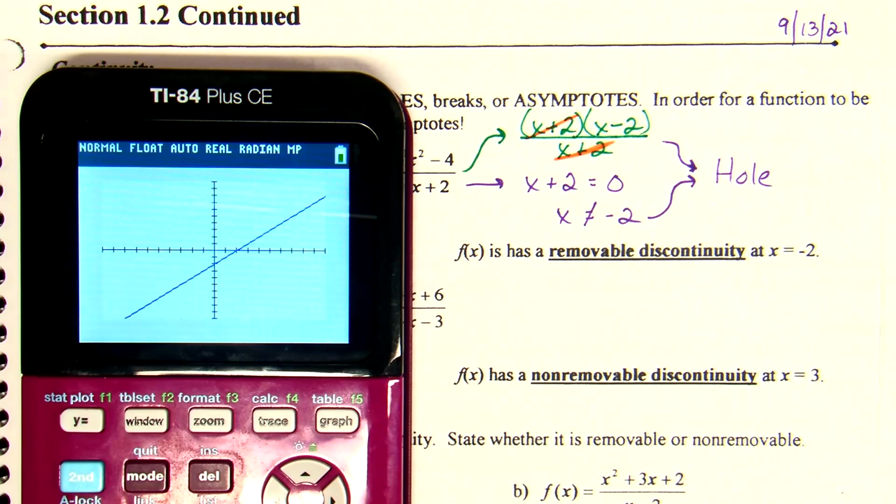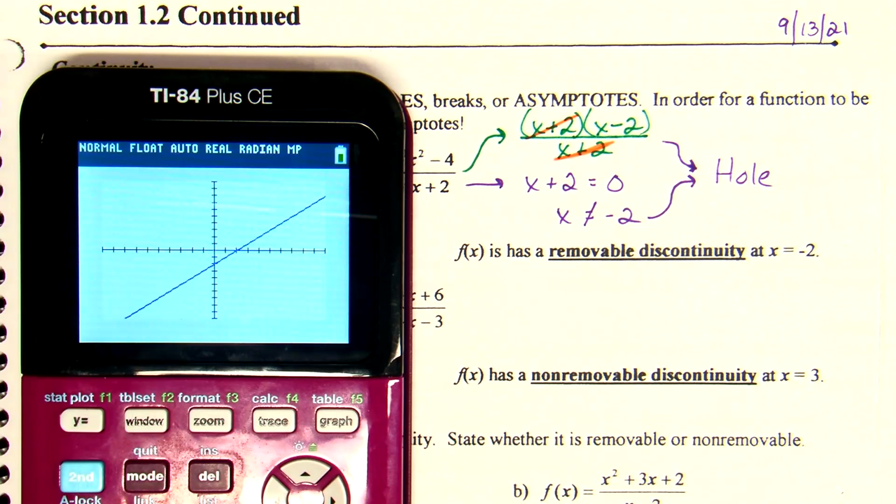Now, supposedly, what do we think is happening? Yeah, we think there's a hole at negative 2. Now, if you hit trace, and I arrow left, now here's the thing. Mine just skipped over negative 2 this morning. It skips over negative 2, so you can't really see what's happening exactly at negative 2.